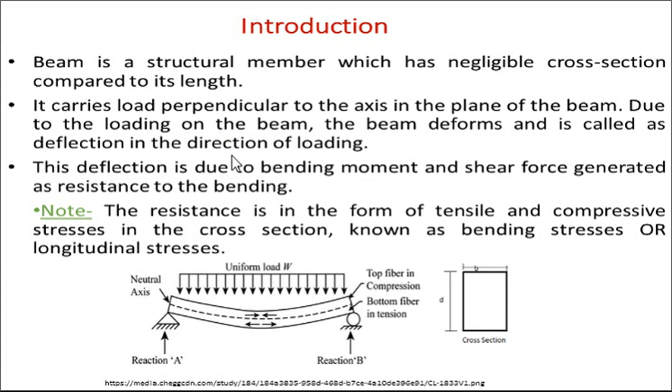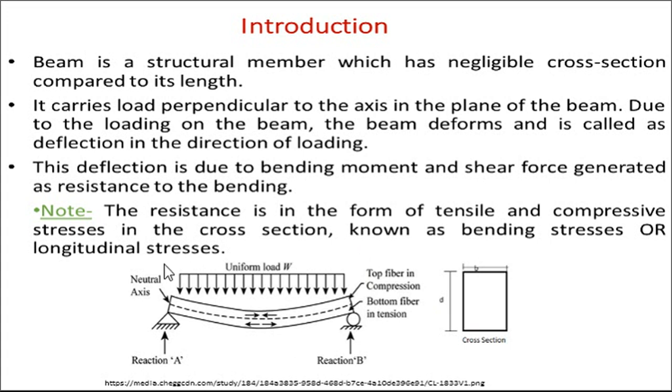So in the longitudinal axis of the beam, loadings are applied, and because of this loading, the beam deforms or deflects. That is called a deflection in the direction of the loading. And this deflection is due to the bending moment and the shear force generated at various sections as a resistance to the bending.